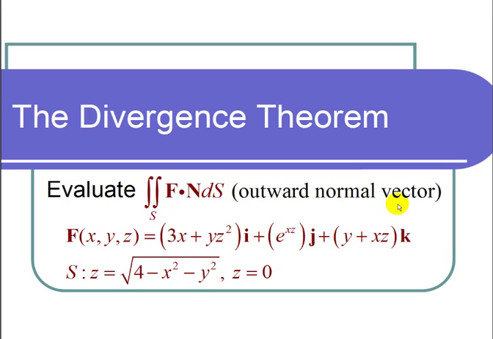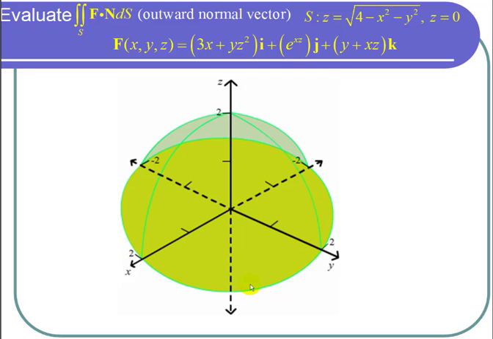and F of x, y, z is the vector field (3x + yz²) i + e^(xz) j + (y + xz) k, and S is a surface that consists of the hemisphere z equals the square root of 4 minus x squared minus y squared, and the disk z equals 0 under that hemisphere. So let's sketch a picture.